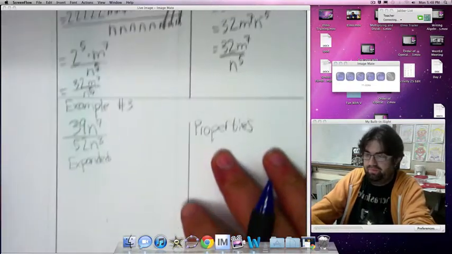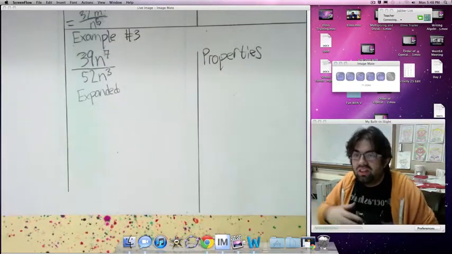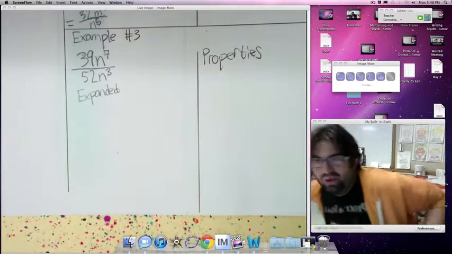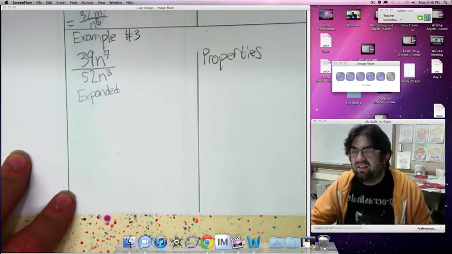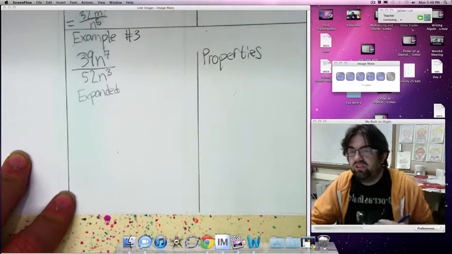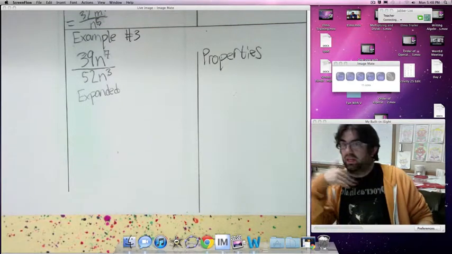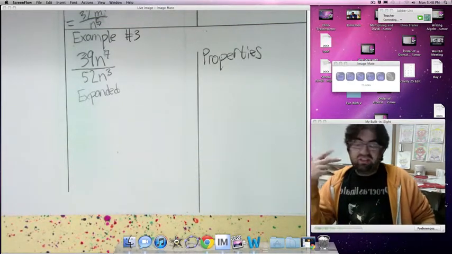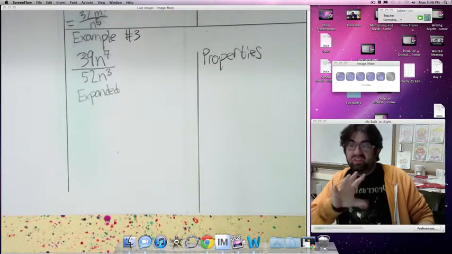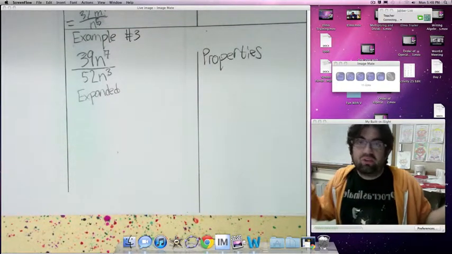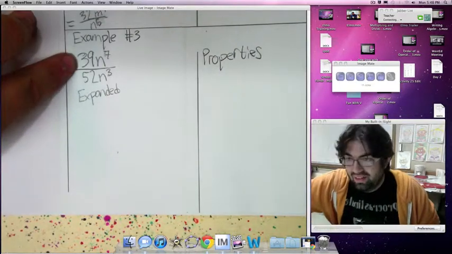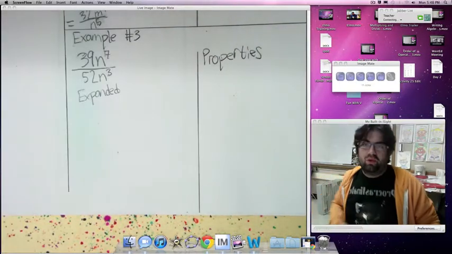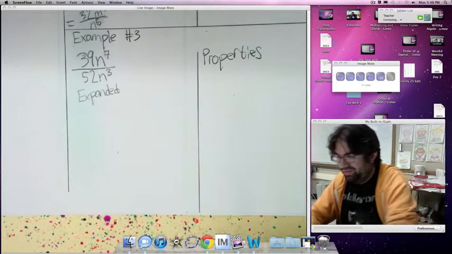Example number 3. Mr. V, you didn't give me much space down there. I know. I'm going to do this. Don't worry. 39 times n to the 7th divided by 52 n to the 3rd. We basically did one of these up top with the negative, but now we're starting with division. We're taking a monomial divided by another monomial. Here we go.